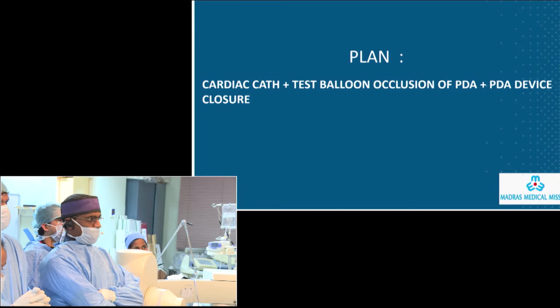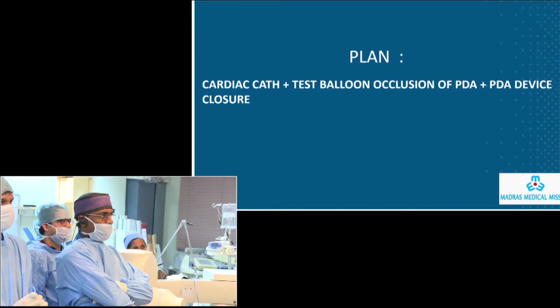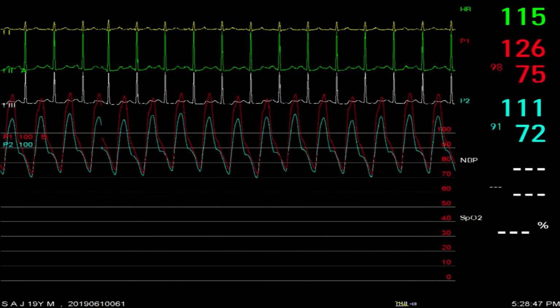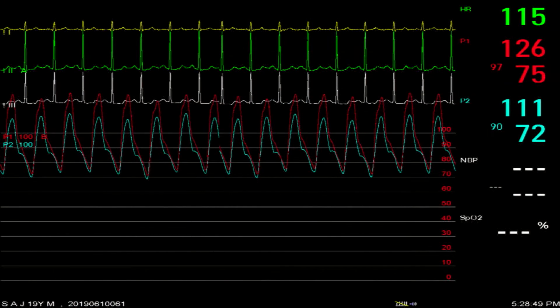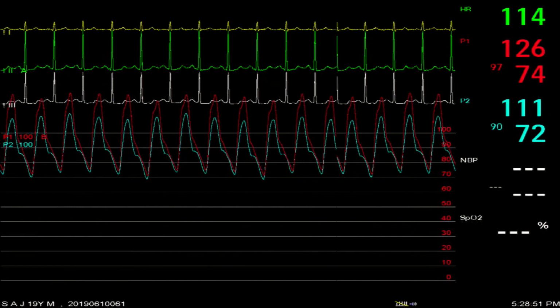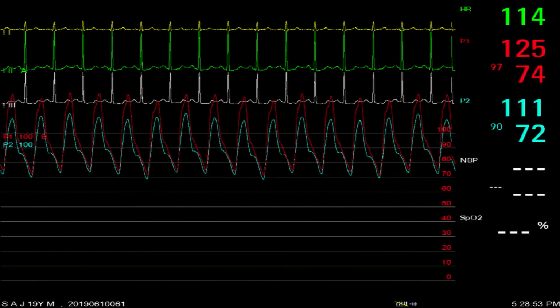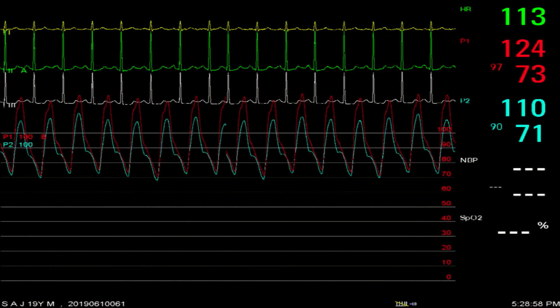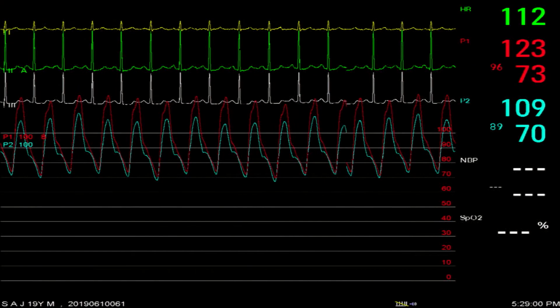We did a pressure. Show the hemodynamics live. So this is the aortic and pulmonary artery pressures. There is a diastolic equalization, and the systolic pressure in the aorta is 124, and the systolic pressure in the pulmonary artery is 110.